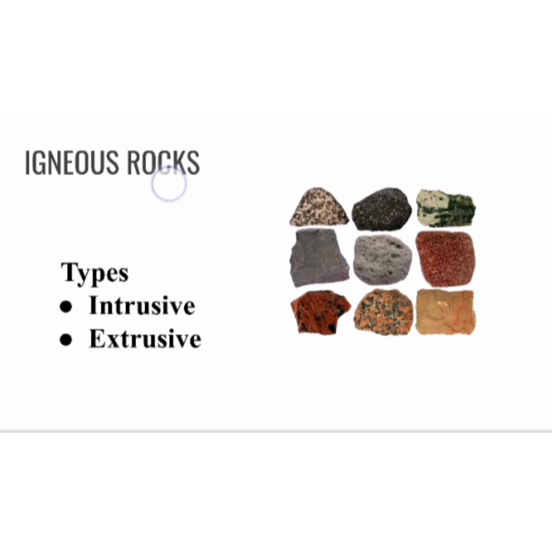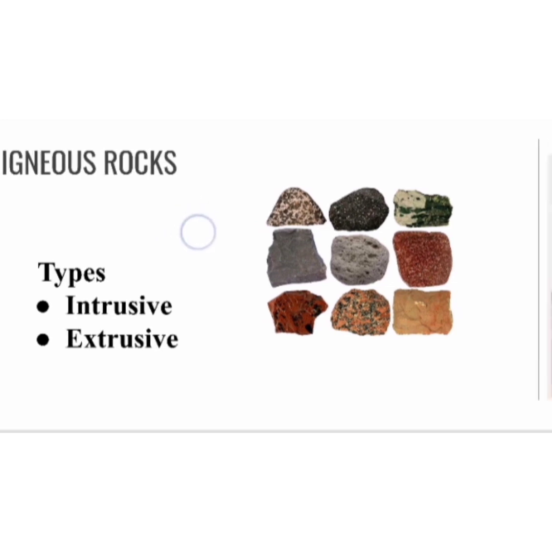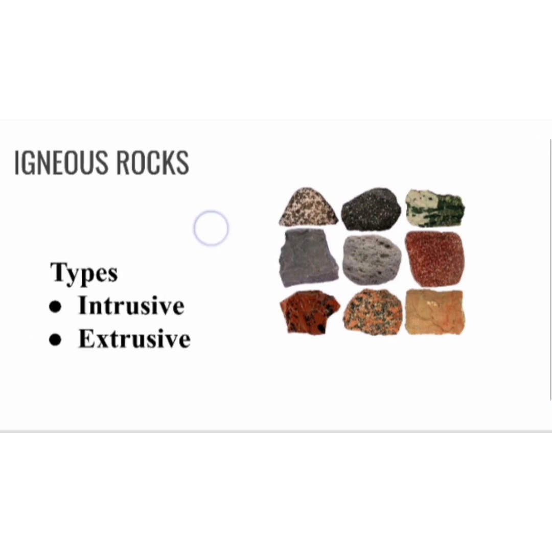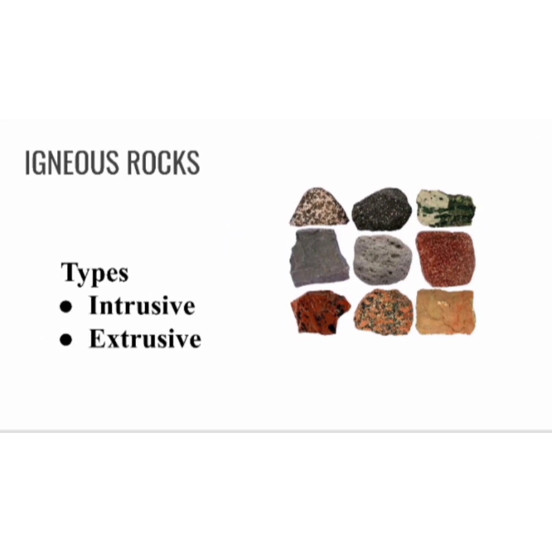When the molten magma present in the mantle layer cools, it becomes solid. It becomes hard and forms rocks. These rocks are called igneous rocks. They are also called primary rocks. There are 2 types of igneous rocks: intrusive rocks and extrusive rocks.